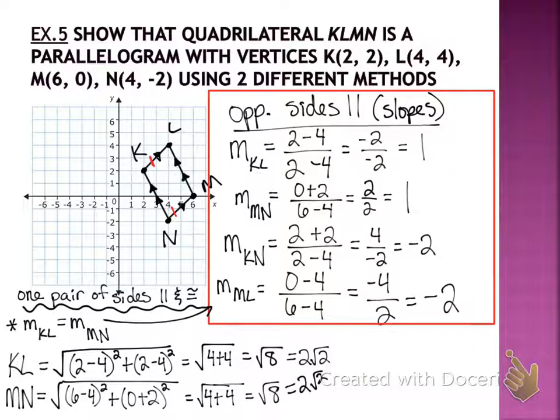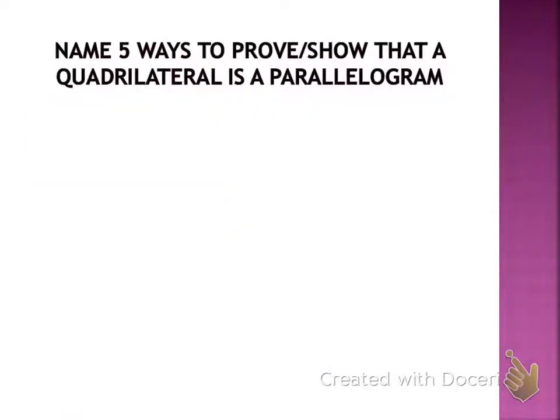Now, if you forget about this one and you do your distance formula 2 more times, that's fine. You could show that both pairs of opposite sides are congruent. That would work. Nothing wrong with it. Questions, concerns? Need more time? Warm fuzzies? Cold pricklies?